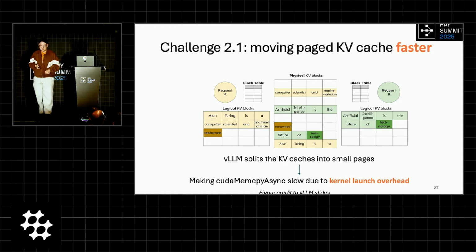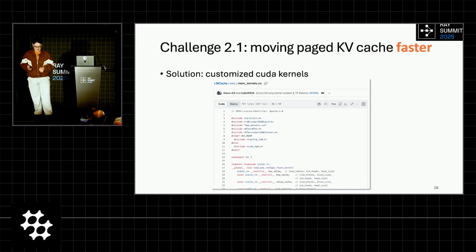Because vLLM originated from paging the KV cache using paged attention, the KV caches are a series of small pages, and they are not contiguous. If you directly use CUDA copy async, it will be very slow because you have so many pages. For each page, you have to launch a kernel. There are just too many kernels, and the kernel launching overhead is too large. So we are writing our customized CUDA kernels to accelerate KV cache loading and offloading on the paged version of KV caches.